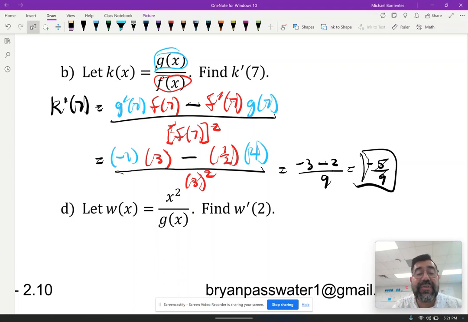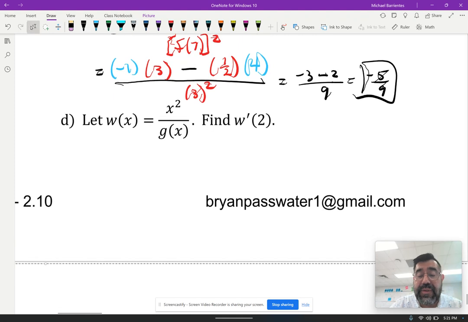Again, we're practicing doing the quotient rule, but this time, after we set up the quotient rule, we substitute the 7 as my input, and then we find whatever it is we're looking for. If they give us the graph of f and g, which they did, then whenever we're looking for f prime or g prime, we're looking for the slope, and so we just find the slope of that segment.